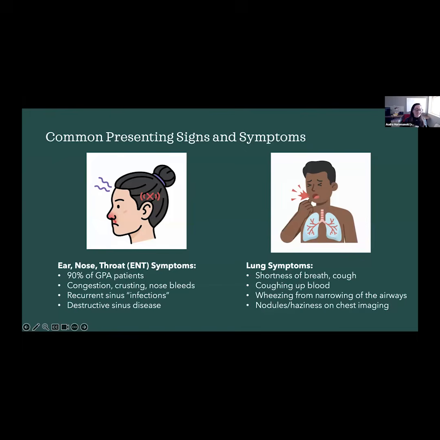And that will temporarily treat the autoimmune problem, but then the sinus quote unquote infection will come back and patients will experience those symptoms all over again. If that inflammation in the sinuses persists for long periods of time, it causes destructive sinus disease, which is why it's really important for patients to get diagnosed appropriately.